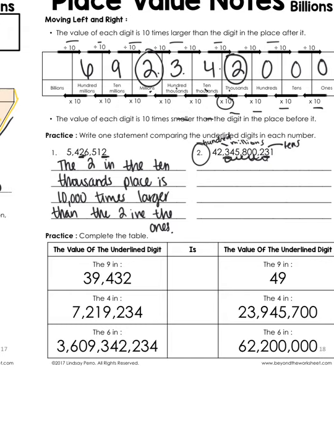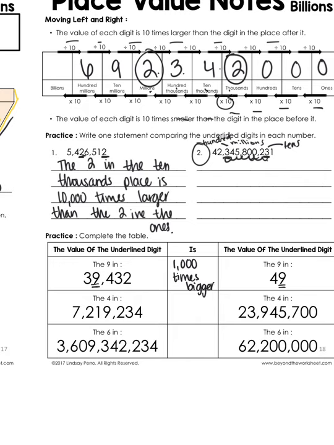Now we're going to compare again. The value of this digit, in this case I'll underline this one. The 9 in 39,432 is how many times bigger than the 9 in 49? So this 9 is in the thousands place, this 9 is in the ones. So it is 1,000 times bigger, right? Because from the ones, it goes 10, 100, 1,000. 1,000 times bigger.